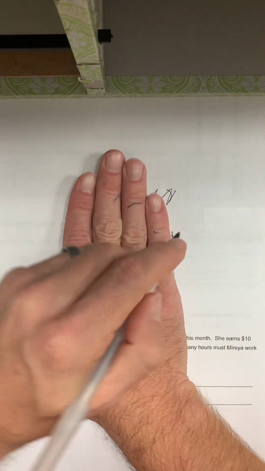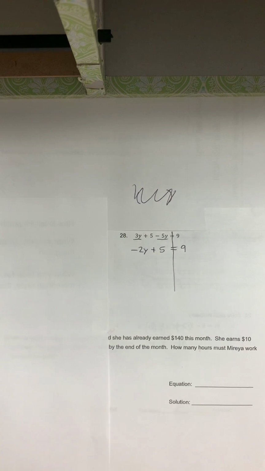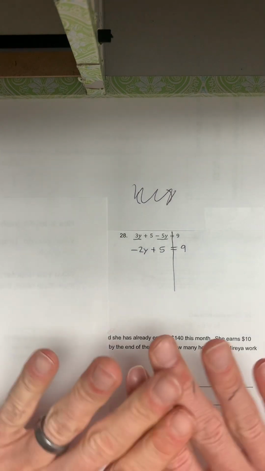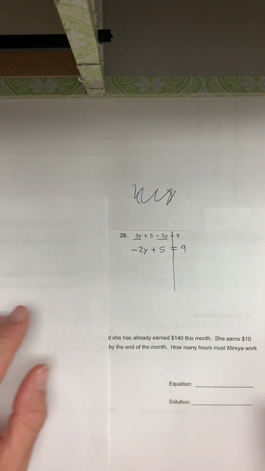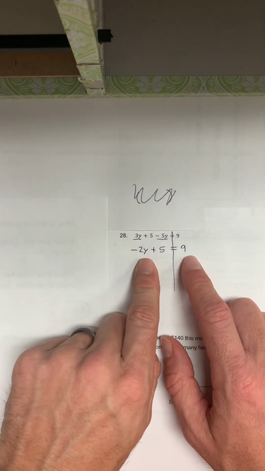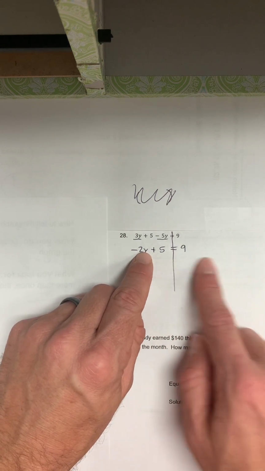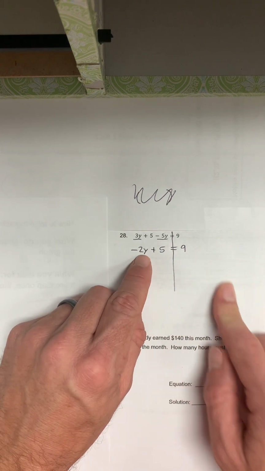Equals, are there any like terms over here? No, there's only one term, so we'll just write it down. So I've taken care of that. Like terms, check. The next thing I do is put a finger on each side and ask myself, are there letters on both sides of the equation? There's a y right here, but there aren't any y's over here. That's great. That means we're closer to being done.